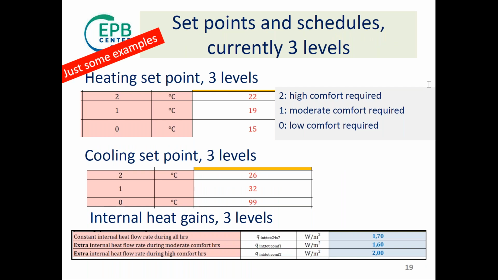Yeah, it worked. So let me zoom into the set points and schedules. At the moment in the spreadsheet, we created 3 levels. So level 2, high comfort required, level 1, moderate comfort required, and low comfort required is level 0. So we use that for the set points for heating and cooling. But the 3 levels can also be used for internal heat flow, so constant internal heat flow, and then extra internal heat flow during moderate comfort hours and during high comfort hours.